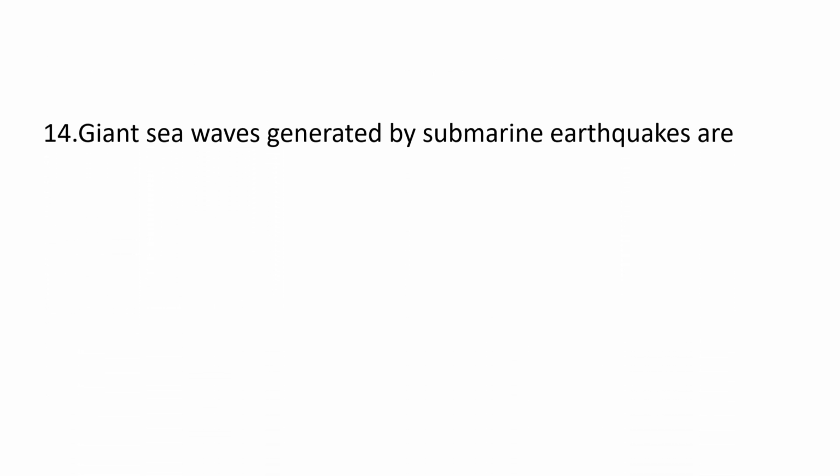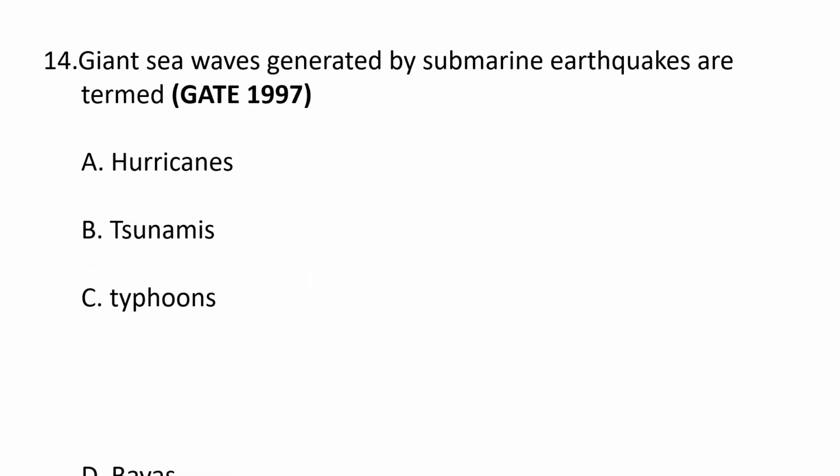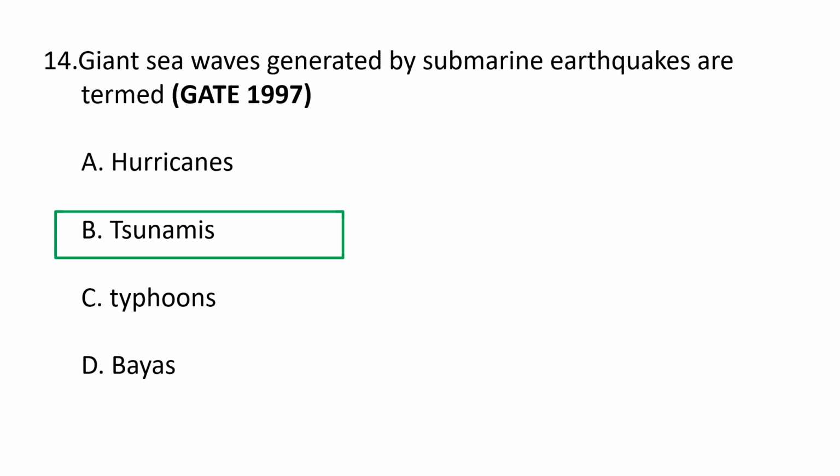Next question. Giant sea waves generated by submarine earthquakes are termed as A. Hurricanes, B. Tsunamis, C. Typhoons, D. Bayas. So the giant sea waves generated by submarine earthquakes are termed as tsunamis. Tsunamis are the giant sea waves which are caused by earthquakes or volcanic eruptions under the sea. And out in the depths of the ocean, tsunami waves do not dramatically increase in height. But as these waves travel inland, they build up to higher and higher heights as the depth of the ocean decreases. So B is the correct option.